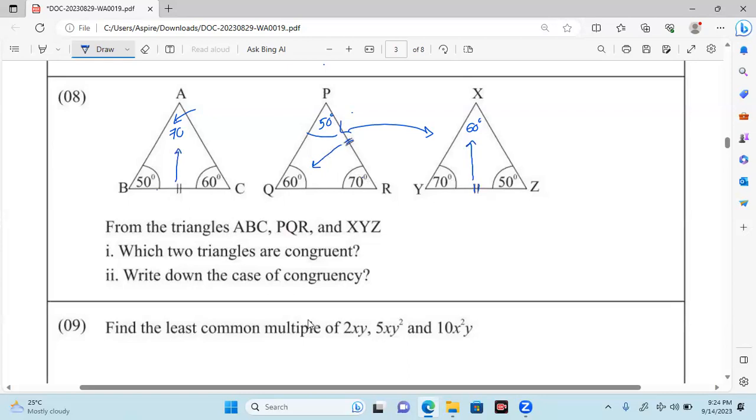Therefore, the correct answer: which two triangles are congruent? Triangle PQR and triangle XYZ.